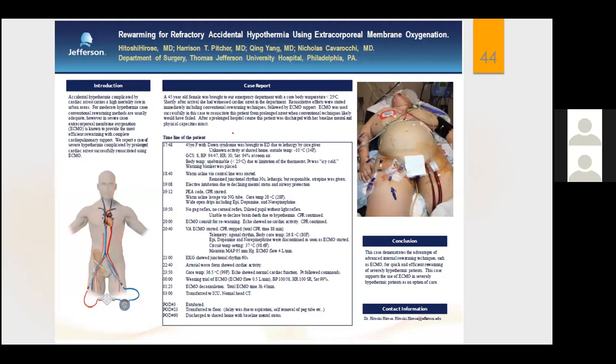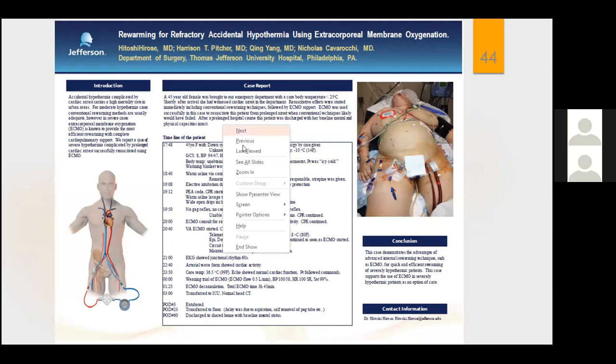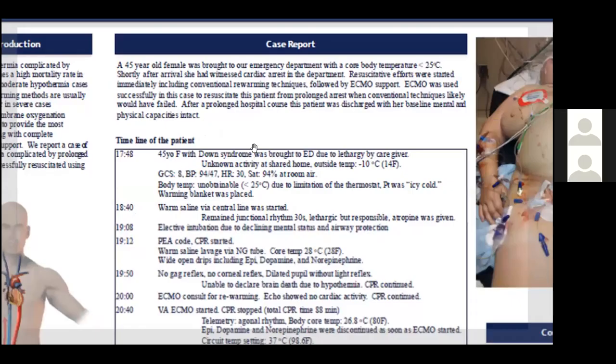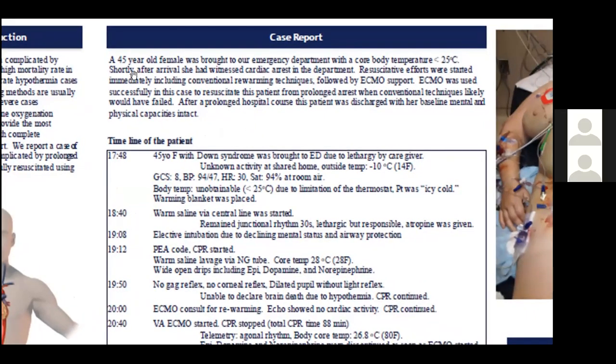in an American journal. I got this from ResearchGate. Basically, this was rewarming of refractory accidental hypothermia using extracorporeal membrane oxygenation, done on a 45-year-old female. Let me just zoom in. This was a 45-year-old with Down syndrome who was brought to the ED by her caregiver due to lethargy.